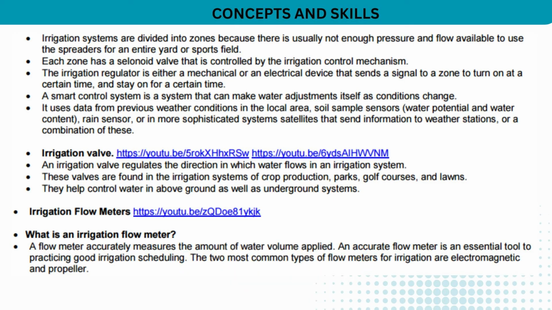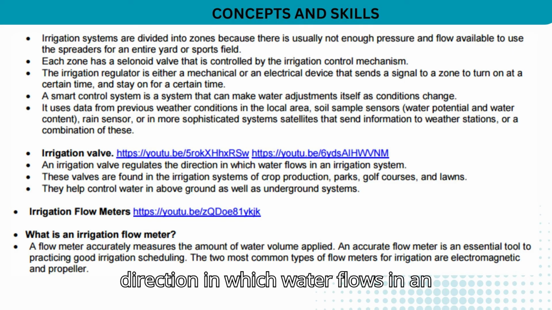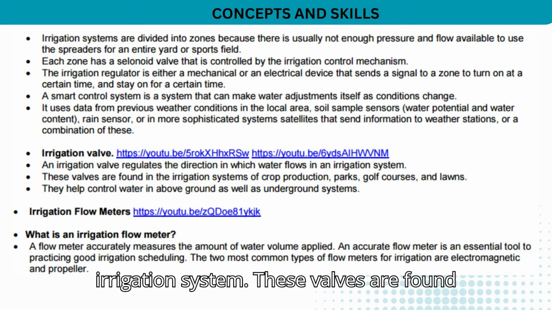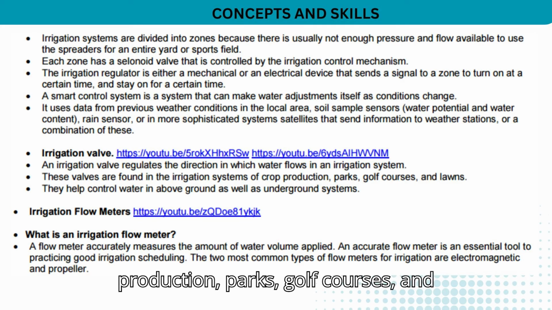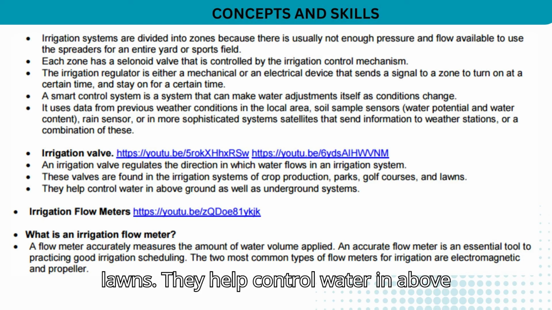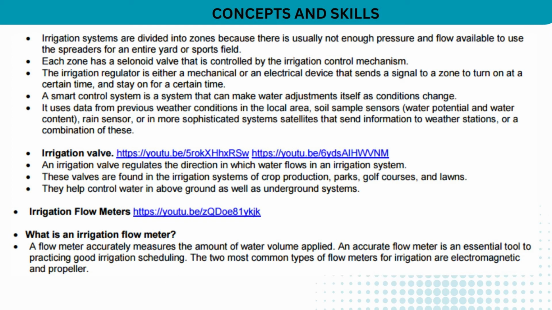Irrigation valve. An irrigation valve regulates the direction in which water flows in an irrigation system. These valves are found in the irrigation systems of crop production, parks, golf courses, and lawns. They help control water in above ground as well as underground systems.